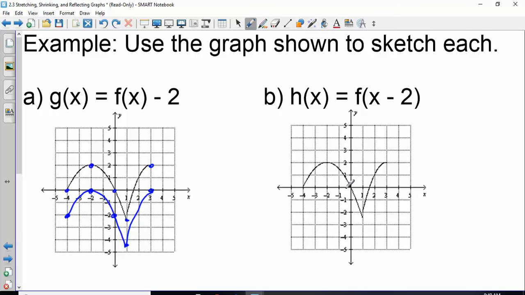What does this one do? Right 2. So if we take the points and move each of those to the right 2.